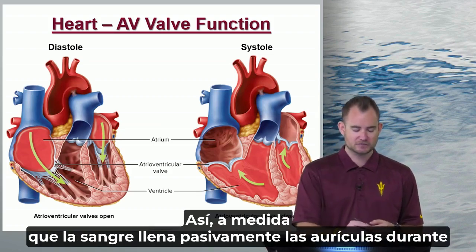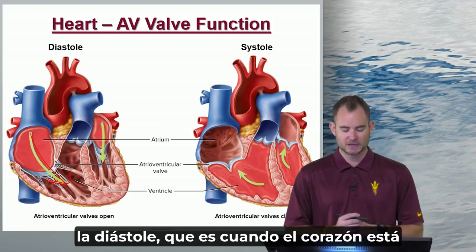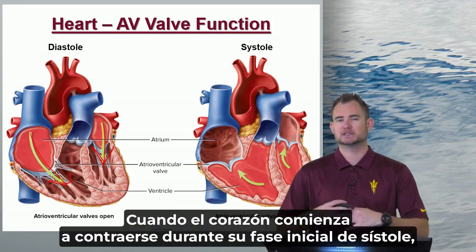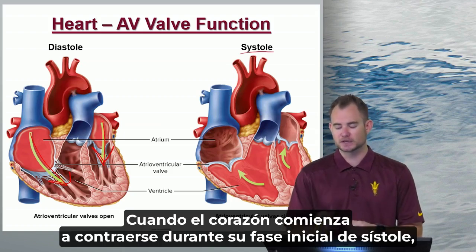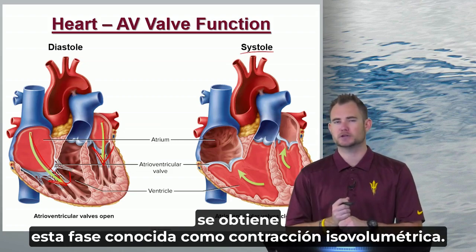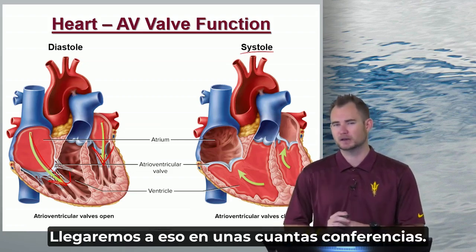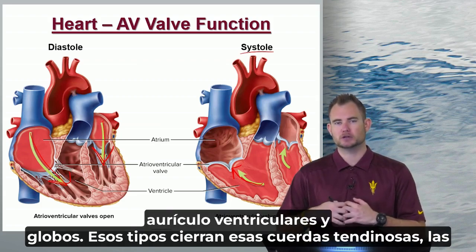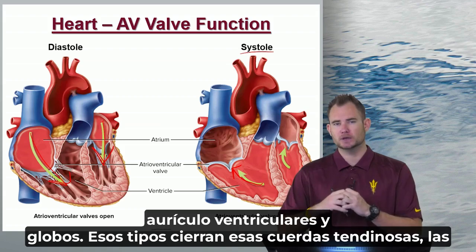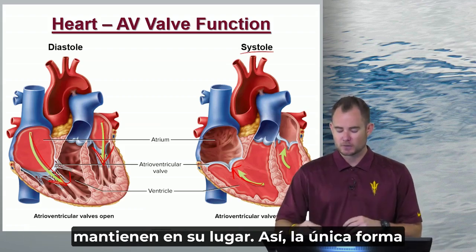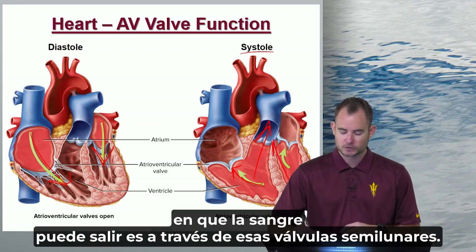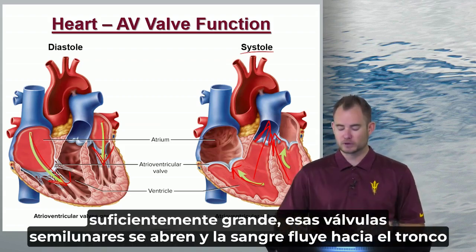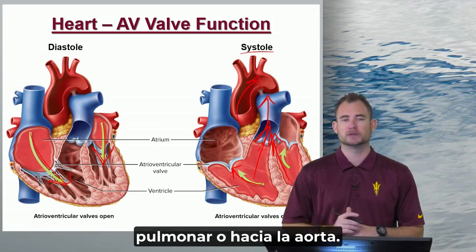So as blood passively fills the atria during diastole, which is when the heart is at rest, blood is going to drain down into the ventricles. When the heart begins contracting during its initial phase of systole, you get this phase known as isovolumetric contraction. Don't worry about that right now. We'll get to that in a few lectures. The pressure begins building, and blood is forced up against those atrioventricular valves and balloons those guys shut. Those chordae tendineae hold those in place, so that way the only way that blood can go out is through those semilunar valves. Once the pressure is great enough, those semilunar valves open up and blood flows out into the pulmonary trunk or out into the aorta.